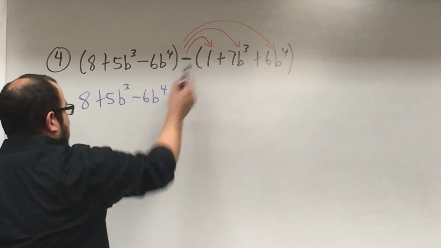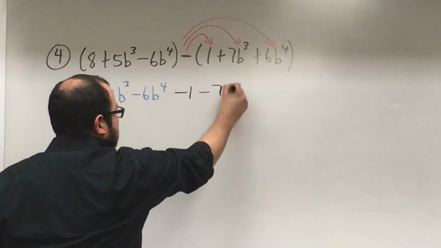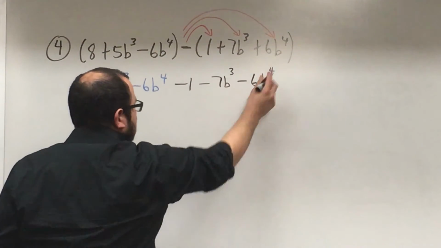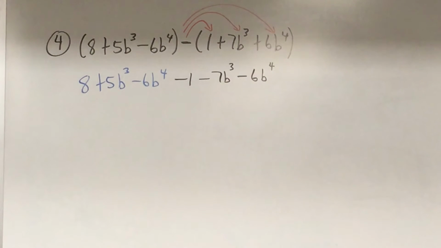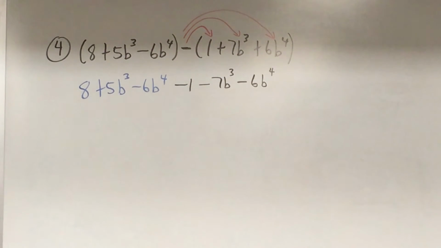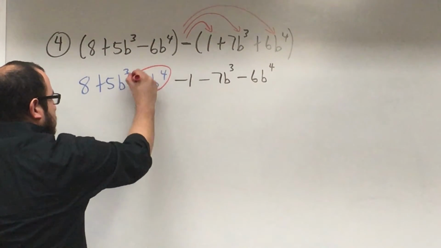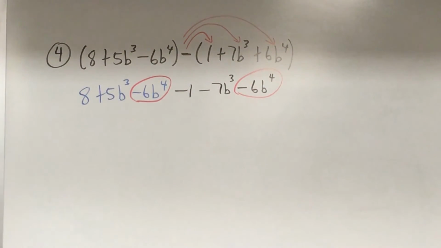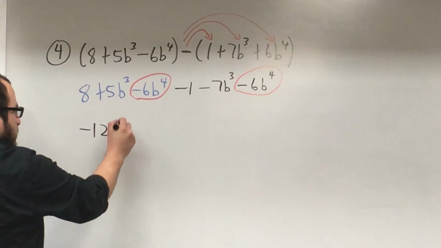So negative times a positive is still a negative. Negative times a positive is a negative. And a negative times a positive is still a negative 6b to the 4th. Alright, and similar to problem number 1, let's go ahead and combine like terms. So we have negative 6b to the fourth and negative 6b to the fourth. That's going to give me negative 6 minus 6, which is negative 12b to the fourth.